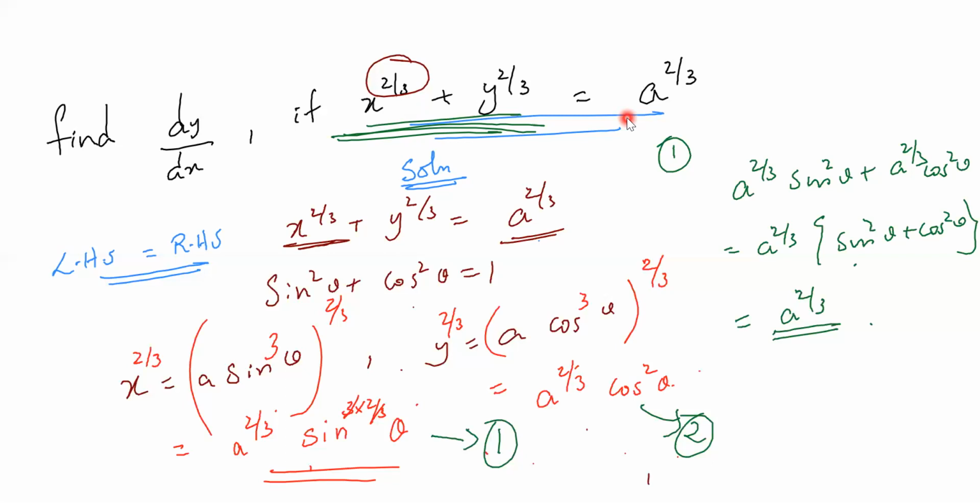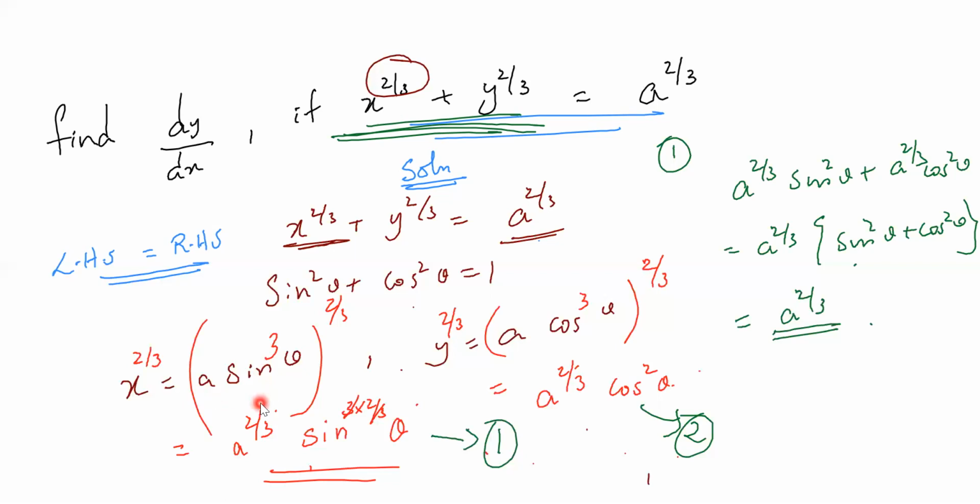See, if I want, I can actually tell you, put x is equal to a power 2 by 3 sin square theta, y is equal to a power 2 by 3 cos square theta. Correct? I can tell you this thing. But the thing is that I want to make you understand how this is coming. So which means I should put what value? X is equal to a sine cube theta.